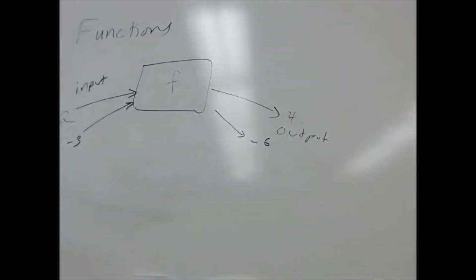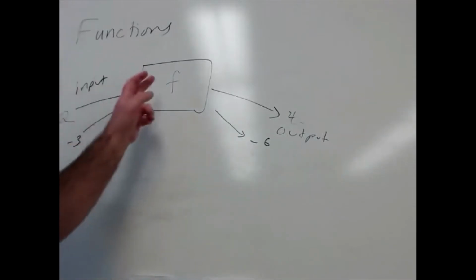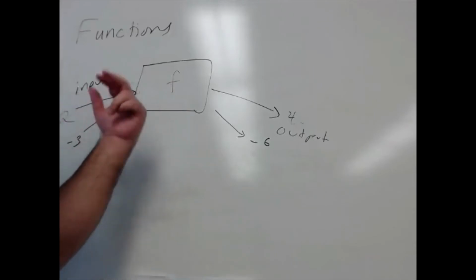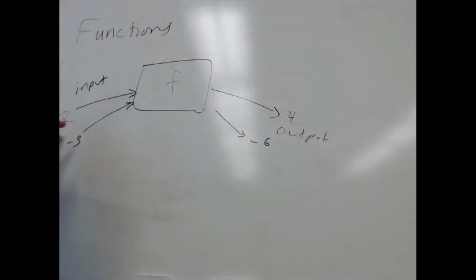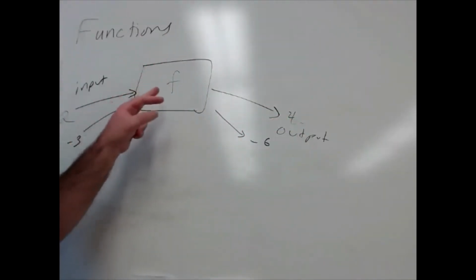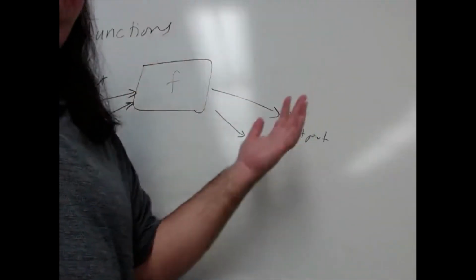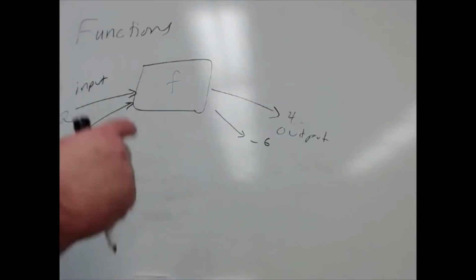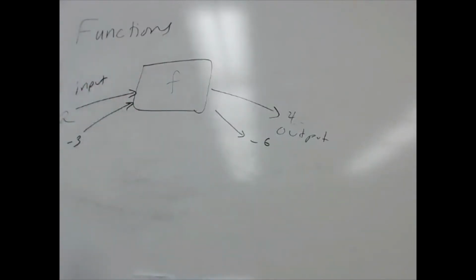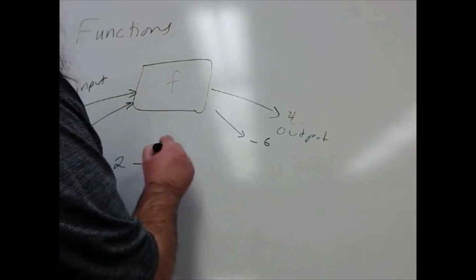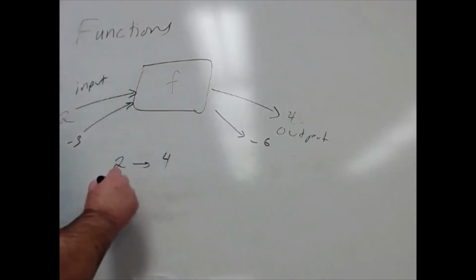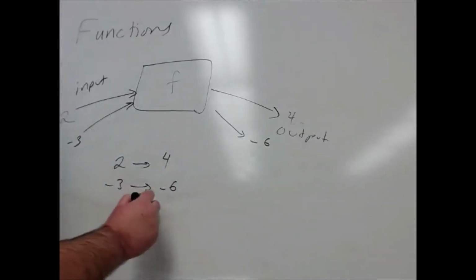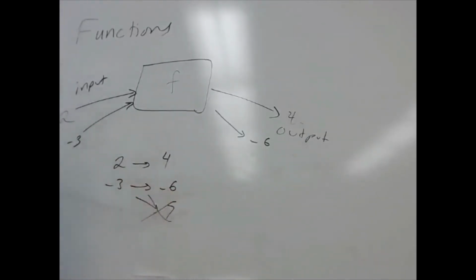The point that I'm getting at here is that every time I put the number 2 into this function, the function is always going to double it and get the same output. I'm never going to put 2 into this specific function and get out 7. So my input is always associated with only one output. 2 in this case is associated with 4. -3 is associated with -6. -3 will never turn around and give me 7 with this machine.